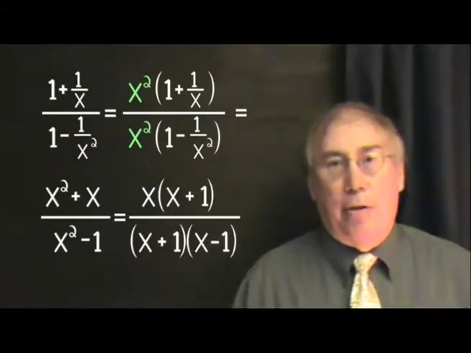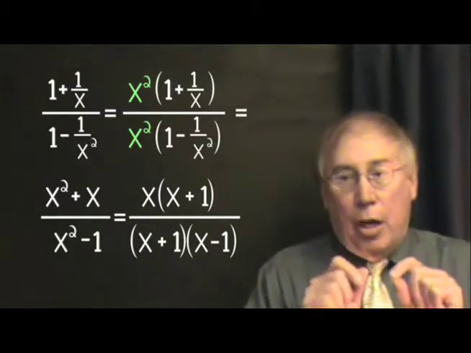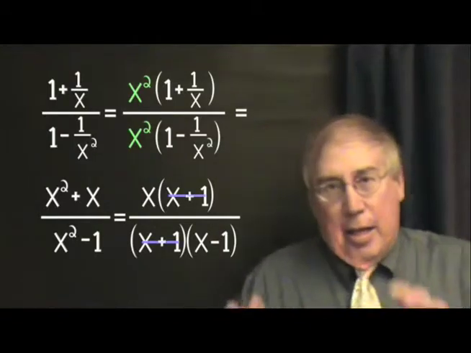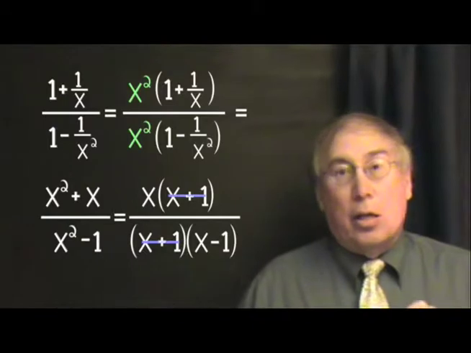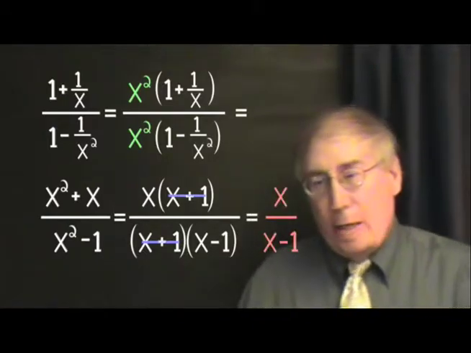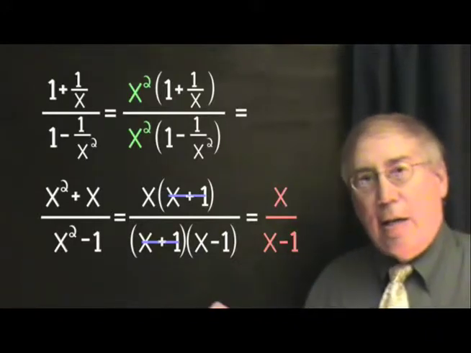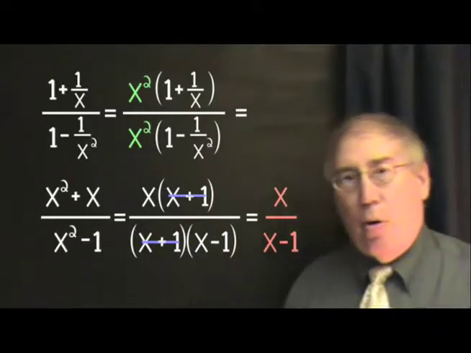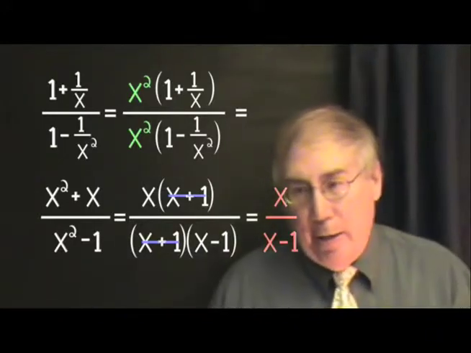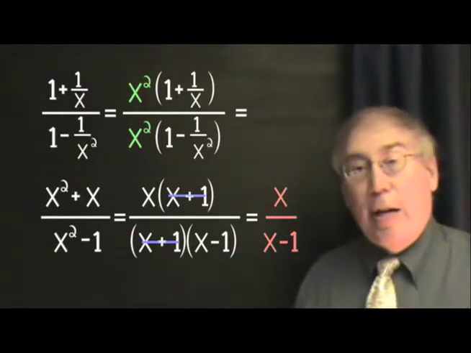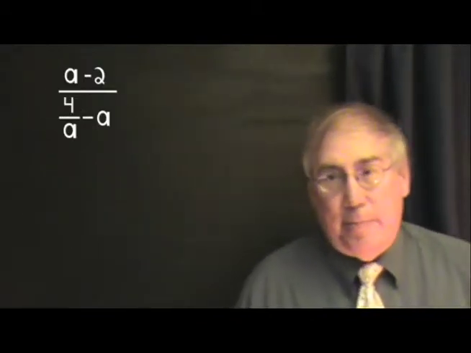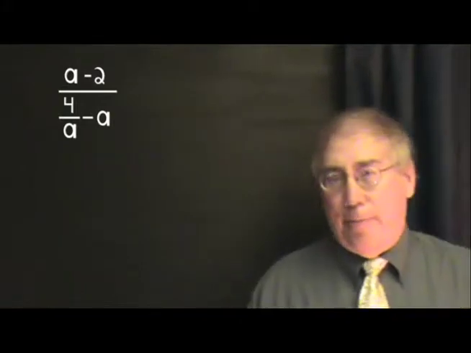Now that denominator there is the difference of squares, and that can be factored into the quantity x plus 1 times the quantity x minus 1. And notice that you can then cross out an x plus 1 from the numerator and denominator, and we're left with x over x minus 1. So that's the key thing to do there.